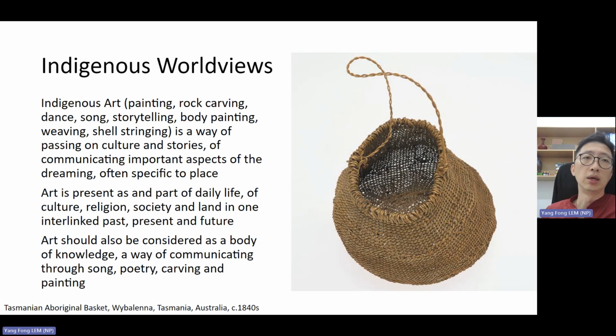Okay, so indigenous art, right? In the form of painting, rock carvings, dance, song, storytelling, body paintings, etc. It's a way of passing on cultures and stories, of communicating important aspects of the dreaming, often specific to a place. And art is present as part of daily life, all right? An extension of the way that they live, the cultures and the religion, the society. It's not detached from daily life, right? It's part of daily life.